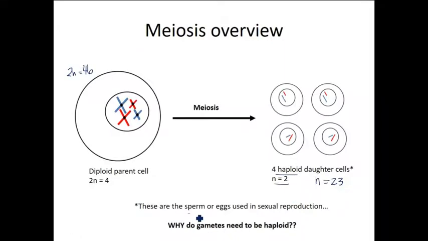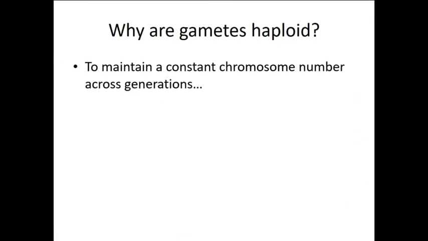Okay, so remember, these are the eggs or sperm that are used in sexual reproduction. So one good question might be, why the heck do gametes need to be haploid? Well, it's really important to maintain a constant chromosome number across generations.